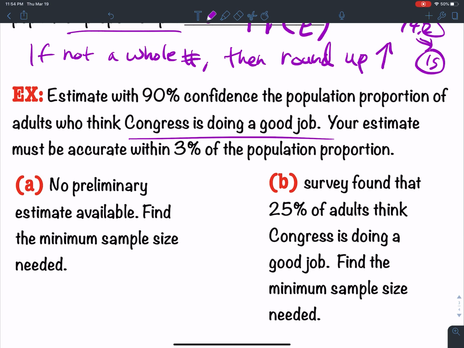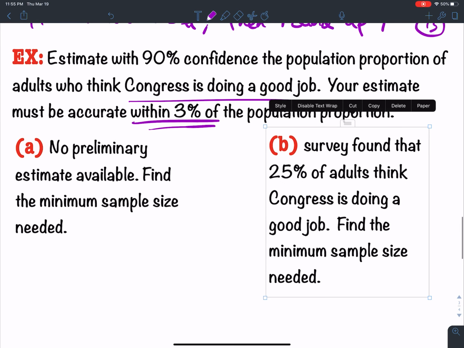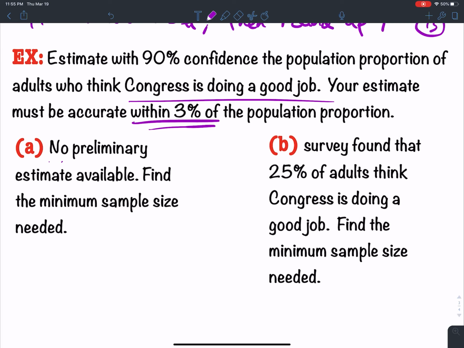Interesting. Your estimate must be accurate to within 3% of the real population proportion. So there's two scenarios going on here. One scenario is when there's no preliminary information available and you want to find the minimum sample size. Scenario 2 is you went out and did a survey and 25% of people said that they thought they were doing a good job.